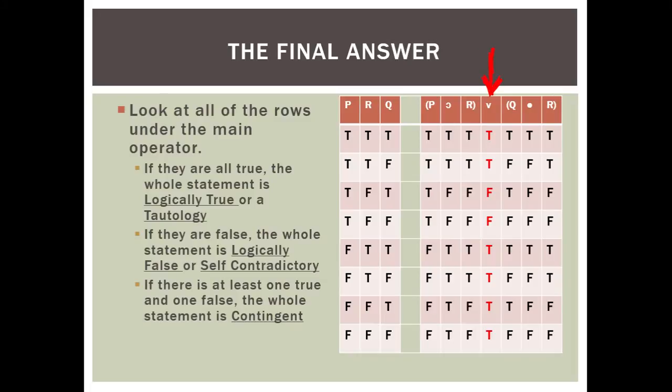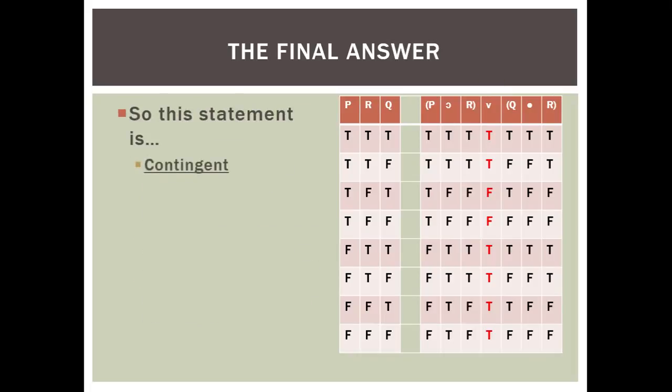In this case, the statement is contingent because you have one true, and there's your false. You have at least one true. In this case, you have 1, 2, 3, 4, 5. In this case, you have 6 true, but 6 is at least one true. And here you have at least one false. In this case, you really have 2 false. But if there's at least one true and at least one false, then the statement is contingent. All right, let's try another one.